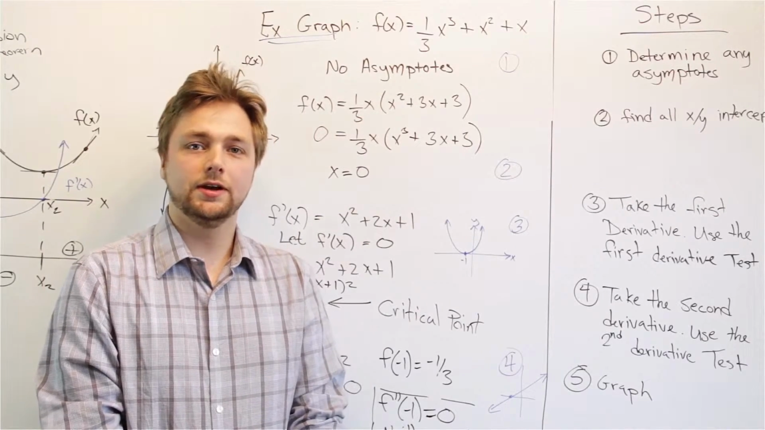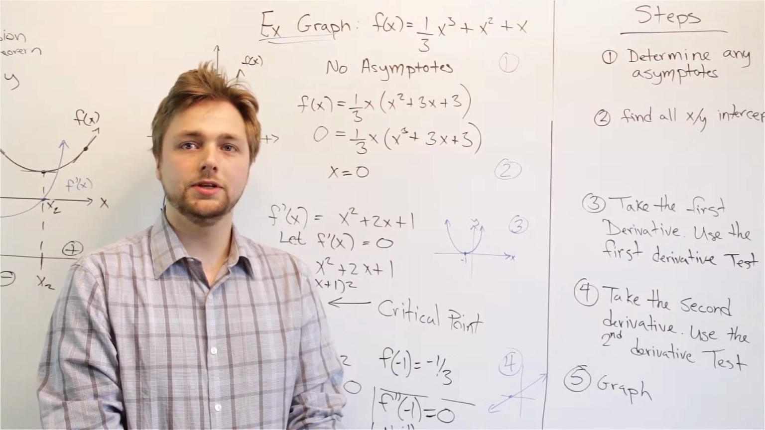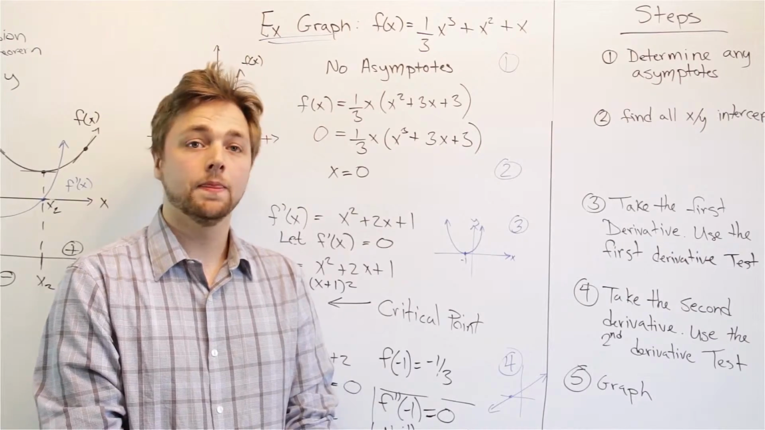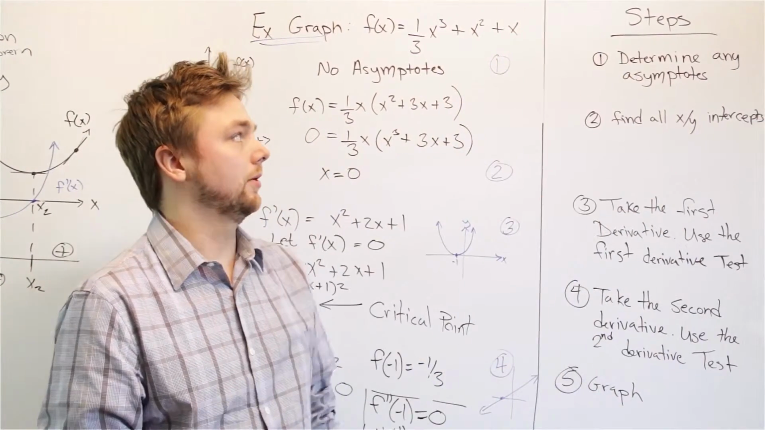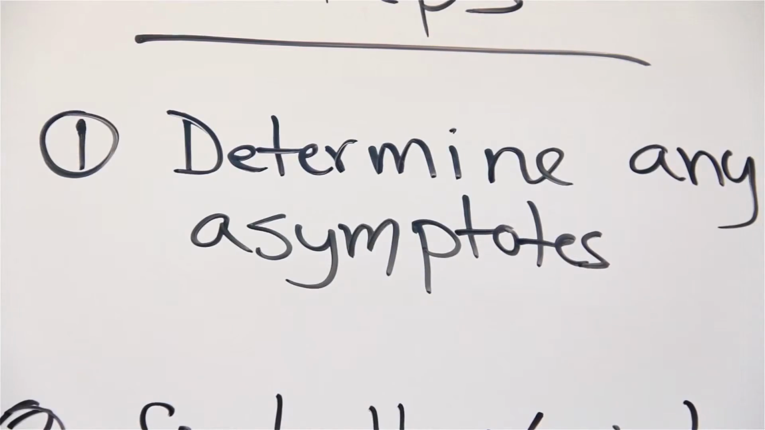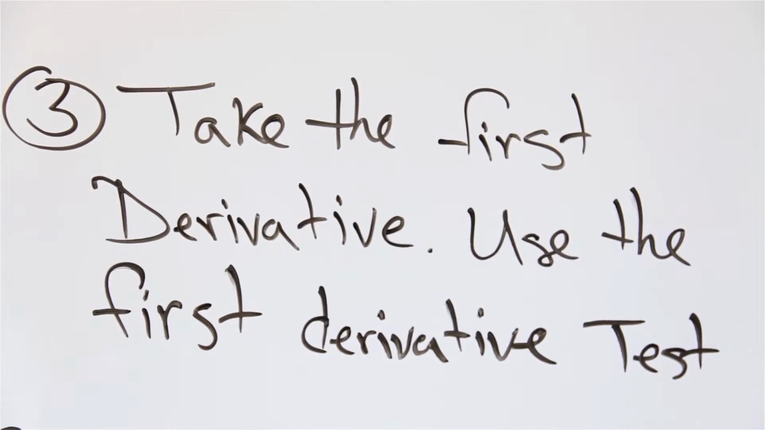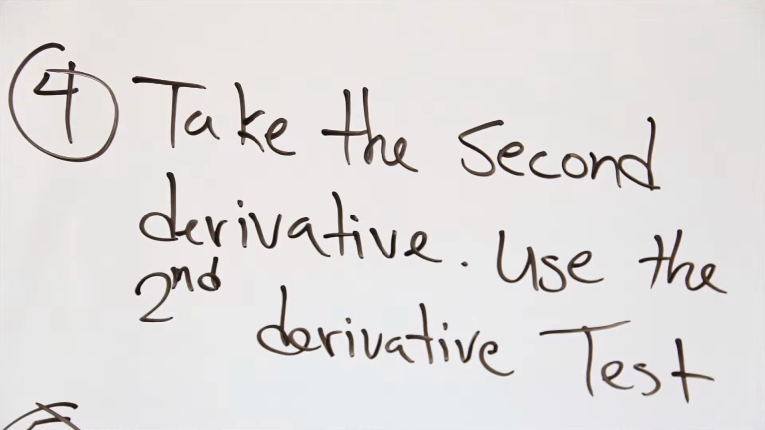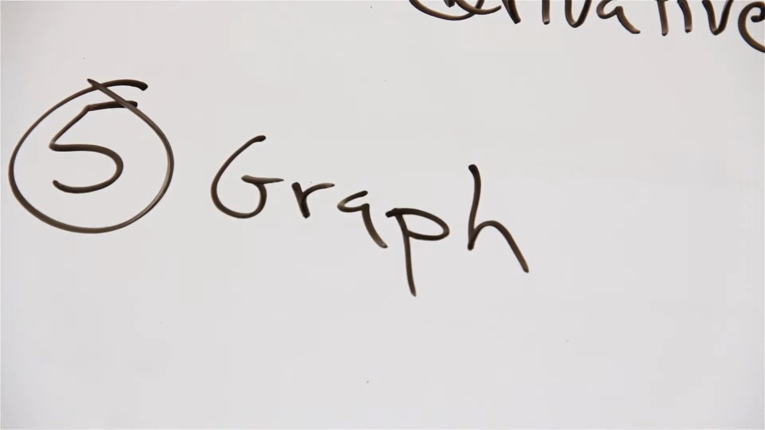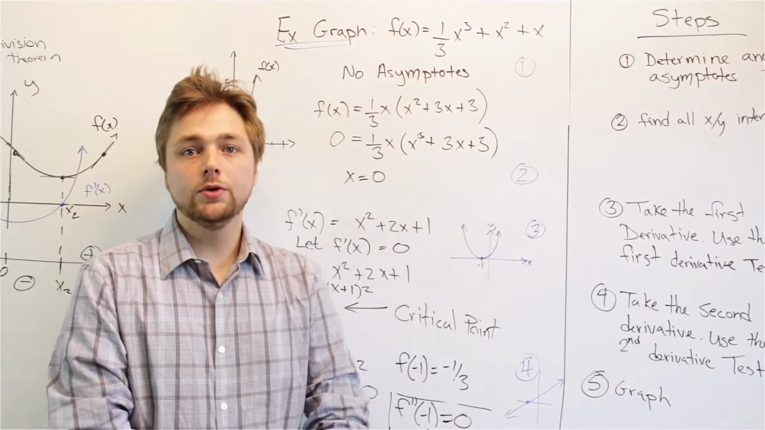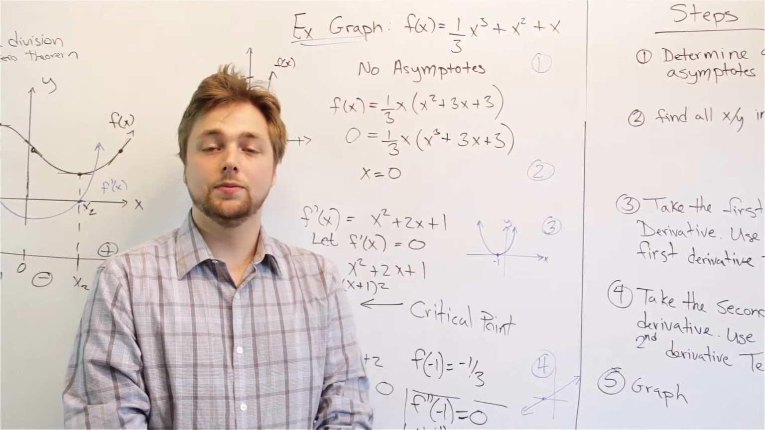Next, let's take a look at an example of how we can apply the complete curve sketching algorithm. We're going to have a 5-step algorithm. First, we're going to determine any asymptotes, find all x and y intercepts, we're going to use the first derivative test, we're going to apply the second derivative test, and finally, we're going to graph. If you haven't already, review all your curve sketching techniques from advanced functions.